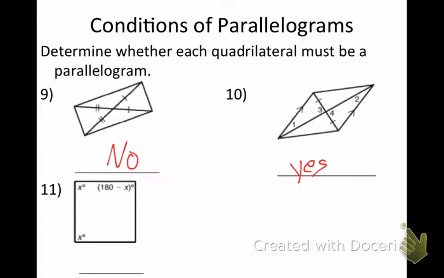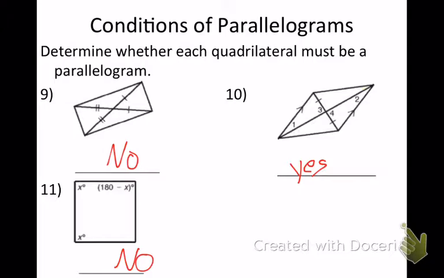And then last one, number 11. Focus back in here. Number 11, is it a parallelogram? Yes or no? Trent Bannister? No, it's not a parallelogram. Now here's the thing. A lot of you look at this and think, well, yeah, it's a square, it's got to be a parallelogram. But the question is, is it always going to be a parallelogram?